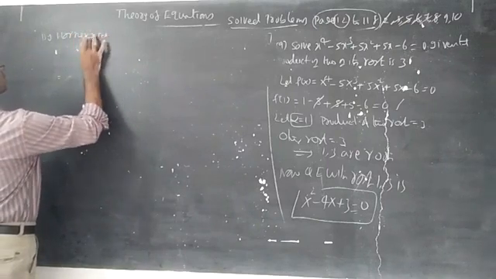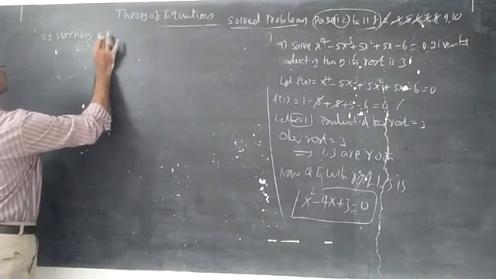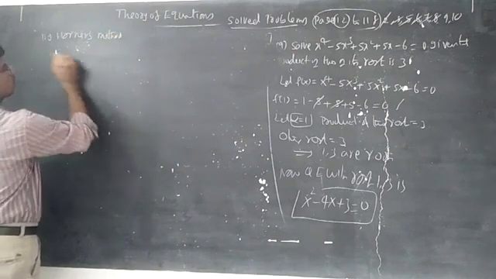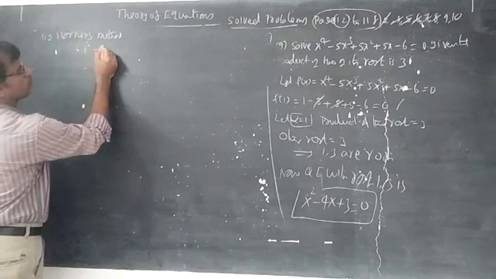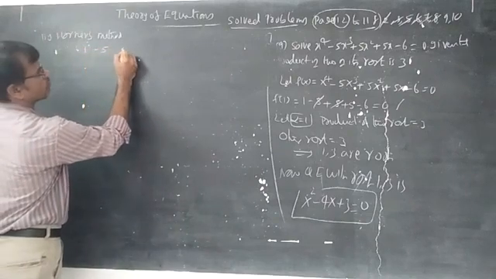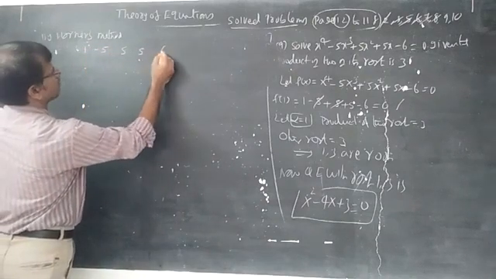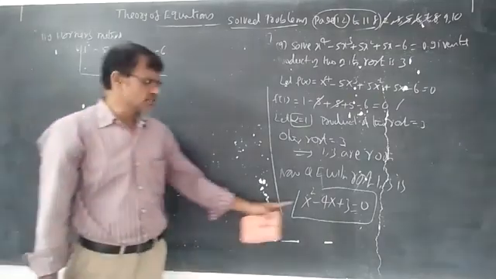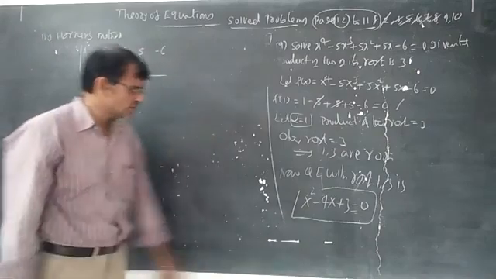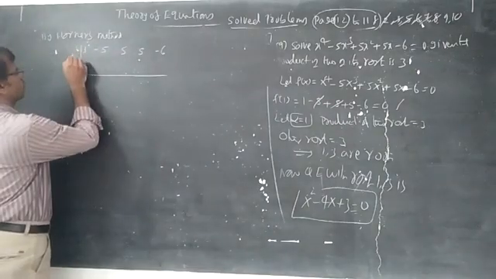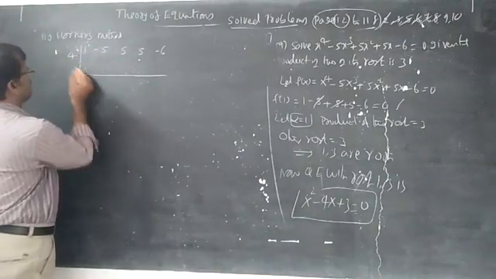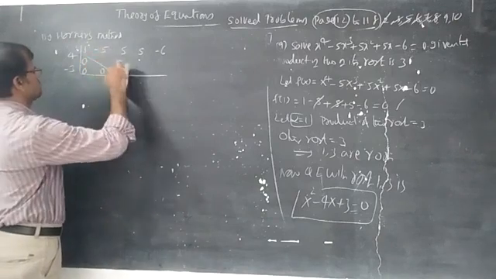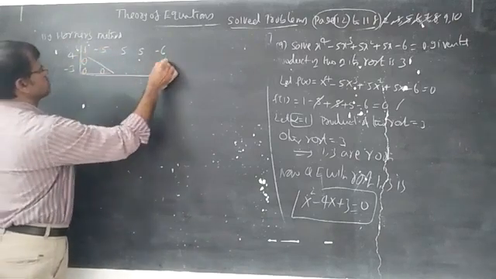By Horner's method. One, minus five, five, minus six. Put like this. Students, we are doing the division with the quadratic equation. So for minus 4 put 4, and for 3 put minus 3 here. Put the diagonal 0 here, and here put 0.